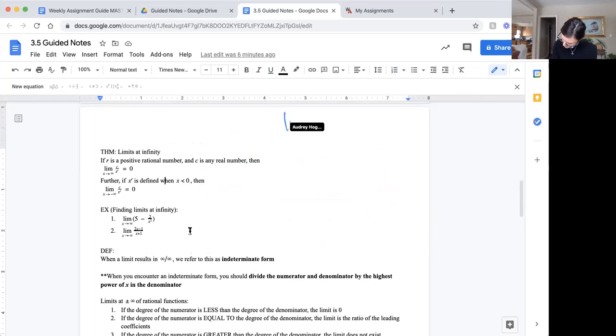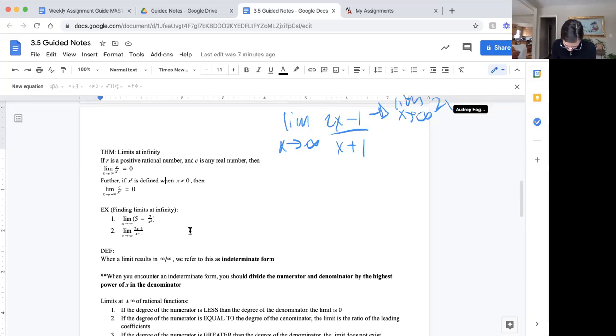We have the limit as x approaches infinity of 2x minus 1 over x plus 1. If we evaluate just the numerator, the limit as x approaches infinity of 2x minus 1, if we plug in infinity, 2 times infinity minus 1, that does nothing because infinity is such a large number. That's just going to equal infinity. For the limit as x approaches infinity of x plus 1, if we plug in infinity, infinity plus 1, again, such a large number, it doesn't matter if we add 1, it's still going to equal infinity.